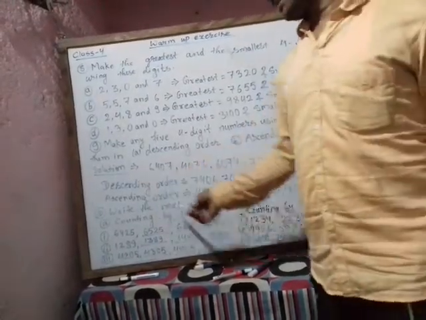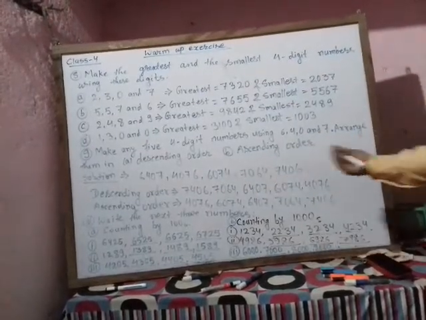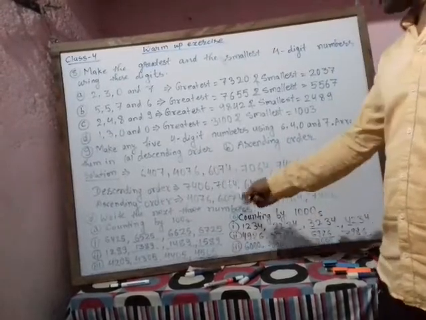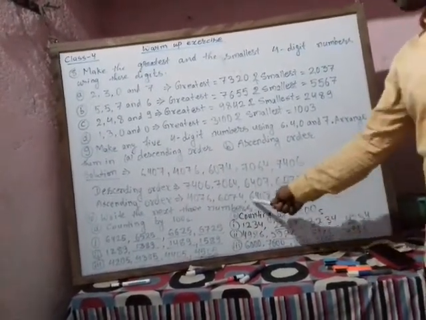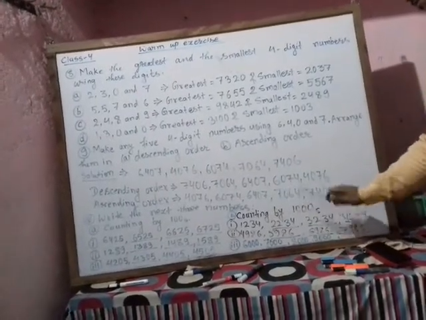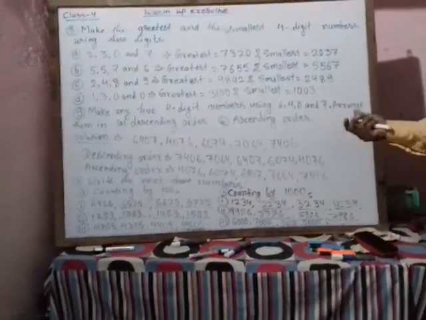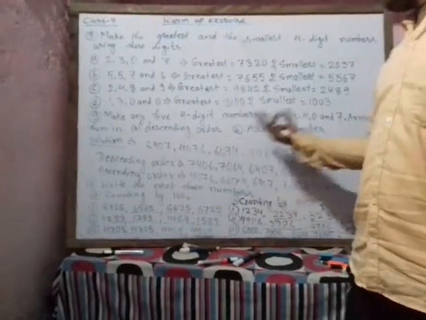In ascending order, just opposite of it, that is from smaller to bigger. So smaller is 4076, just opposite of this 4076, then after 6074, then after 6407, then 7064, 7406. So this is the way to make numbers from the given digits.